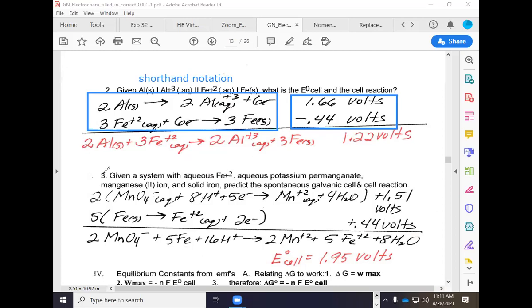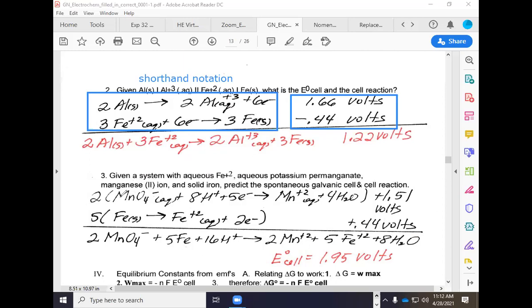Number 3 is an example where it's not really telling you as much information. It's not telling you which one to do. You have to figure out on your own which one to flip, so you have to look at the different possibilities. It's giving you everything, but not telling you a shorthand notation and not telling you the anode and the cathode. So what you would do is try different possibilities until you get the highest number for the volts.